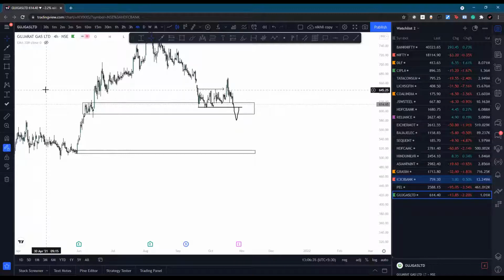Gujarat Gas, I guess it is not in FNO, correct? Is there an option available in Gujarat Gas? Whenever I have traded this particular counter, I have taken only equity, so I don't know. So there are no options available, correct? So basically, you have to wait for it to give you that directional move.